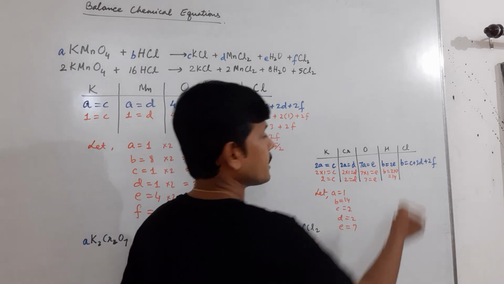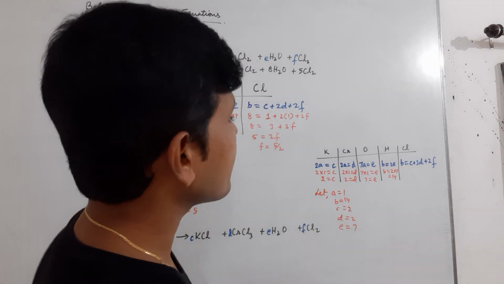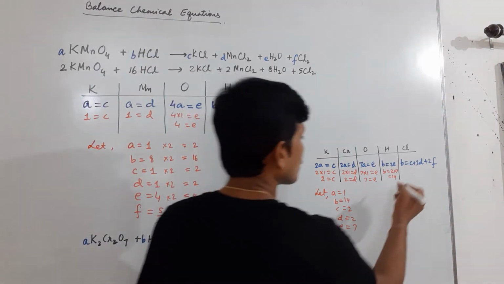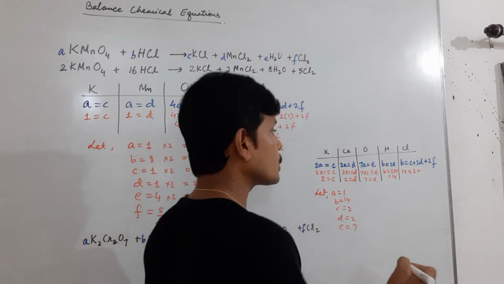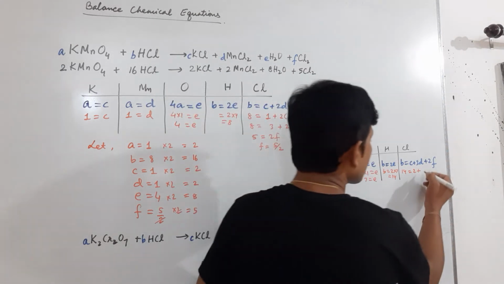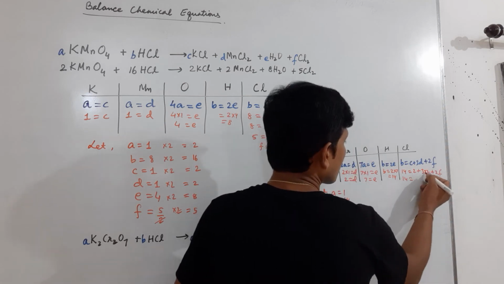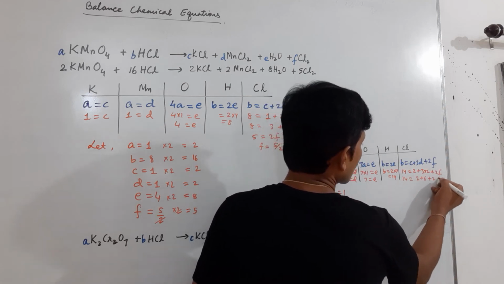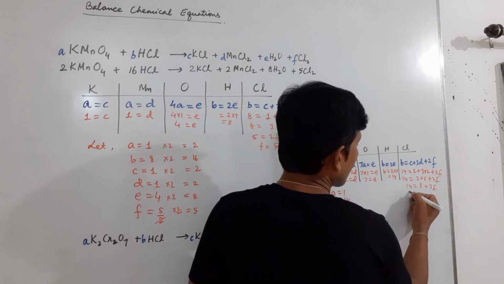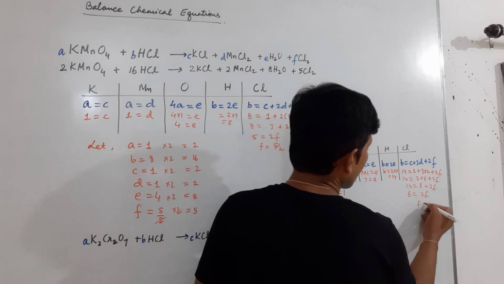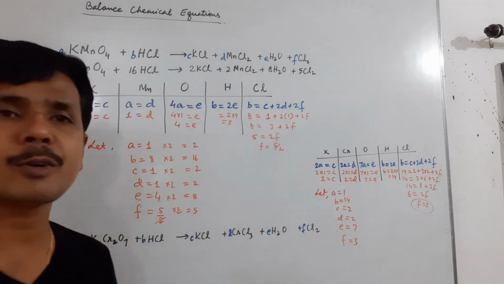And lastly, we need to find the value of F. We have to put in the values of B, C, D. B is 14, C equals D equals 2, so 3 times 2. I'm going to write 14 equals 2 plus 6 plus twice F. So 14 equals 8 plus twice F. 14 minus 8 equals 6 equals twice F. So F equals 3.